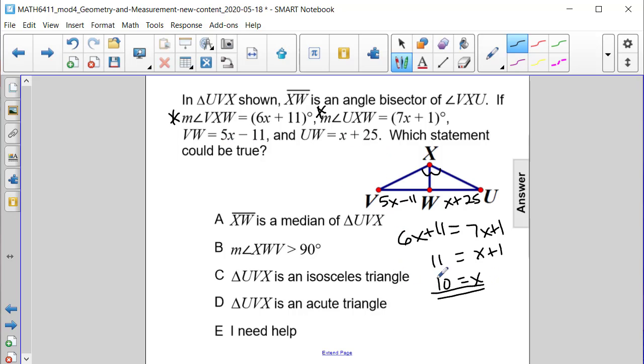Now let's substitute this x value of 10 in for both VW and UW. We would get 5 times 10, which is 50, minus 11, which is 39. And 10 plus 25 is 35. So is XW a median of this triangle? No, it is not, because a median splits the opposite side in half directly. So this is false.